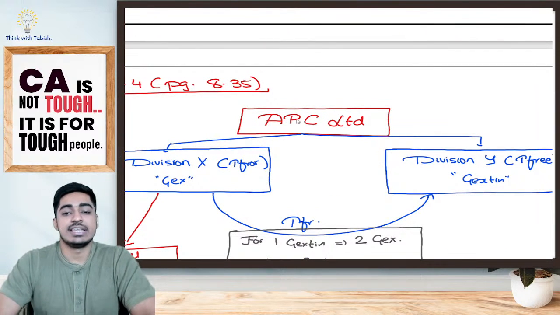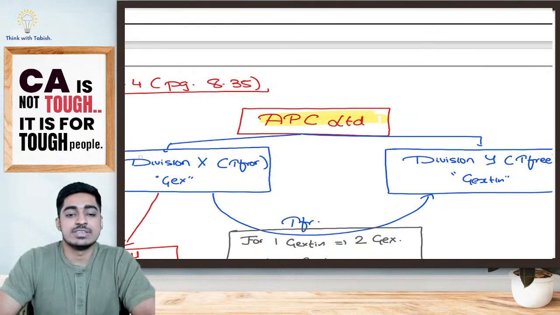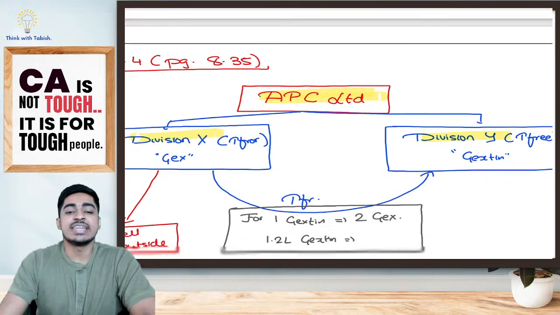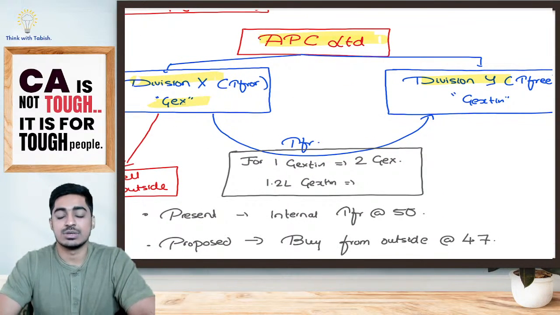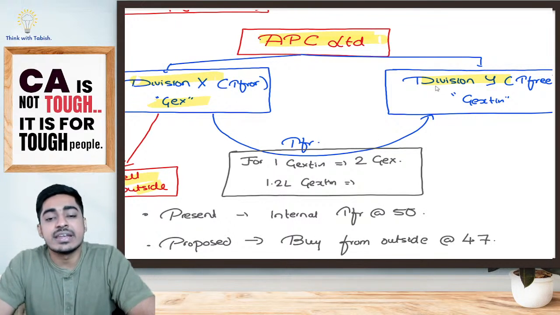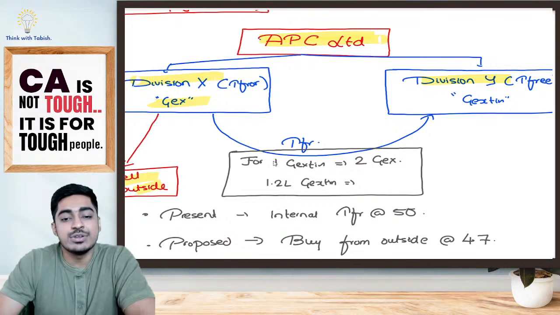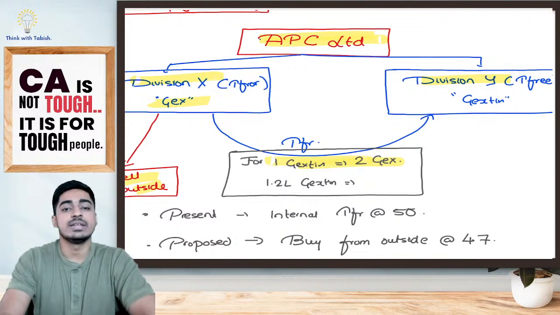So what is the question telling? We are APL company. We have two divisions: Division X, which is the transferor, and Division Y, which is the transferee. Division X is producing a component called JEX. He is selling it outside also, and making the internal transfer also. How much transfer are we making? For every 1 unit of Jextin, 2 units of JEX are required. To produce 1 unit of finished goods, 2 units of raw material are required.